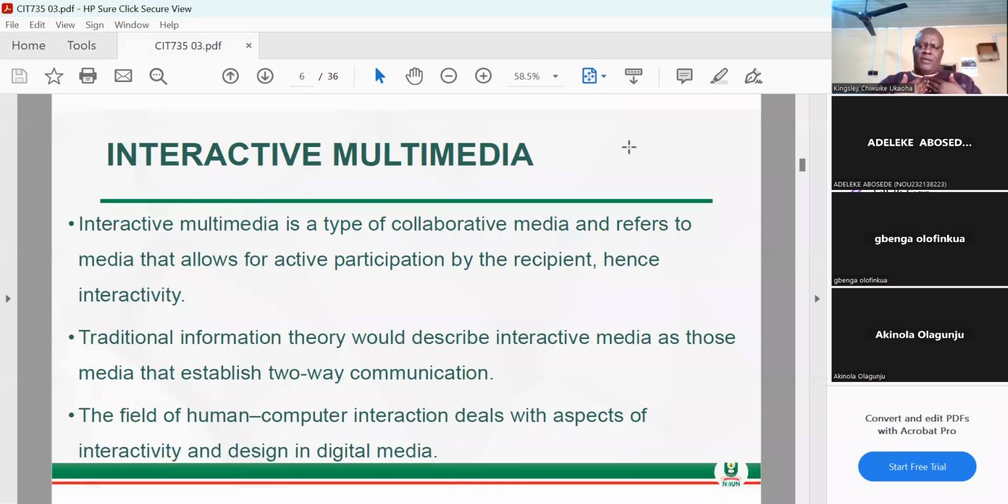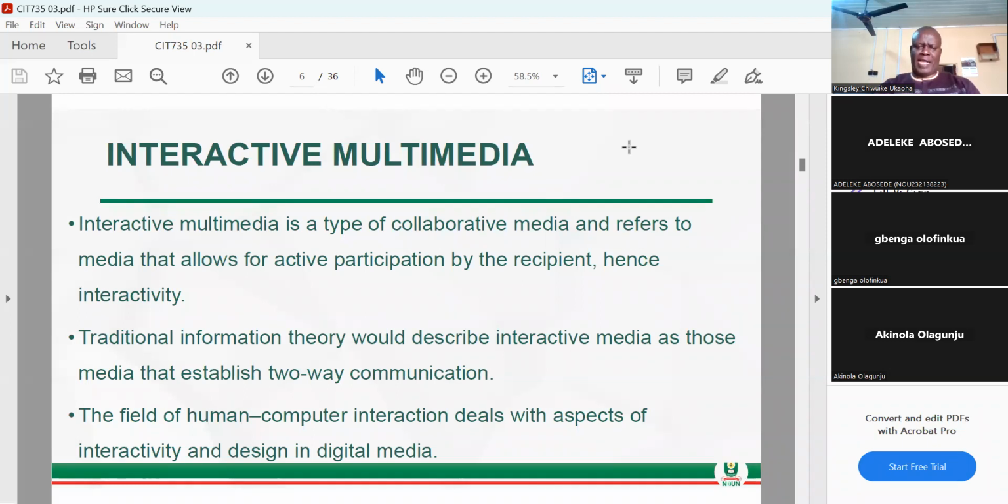I am talking, and I'm not talking in vain. You are also there watching me, and whatever I'm saying is being recorded. So when you are not clear about something, you quickly raise your hands, ask your question, and I'm obliged to answer you or respond immediately. So traditional information theory will describe interactive multimedia as those media that establish two-way communication.